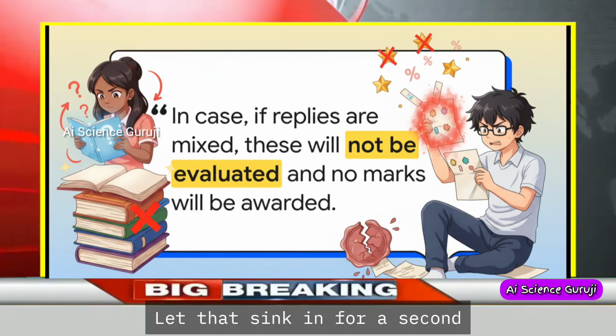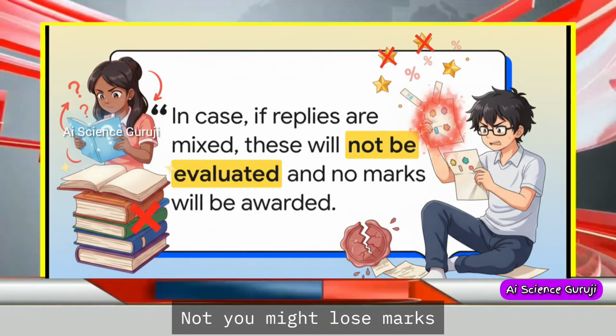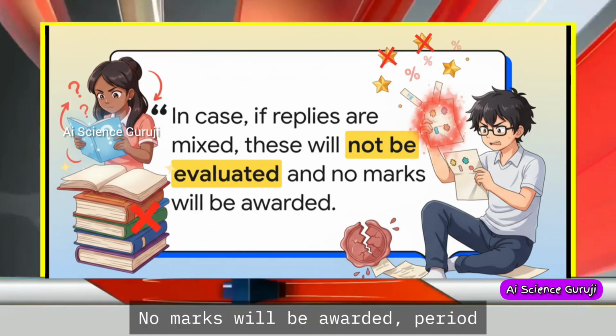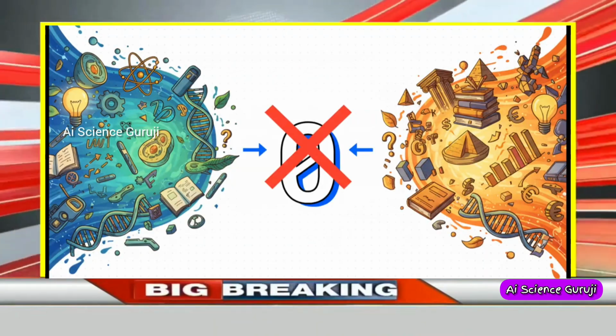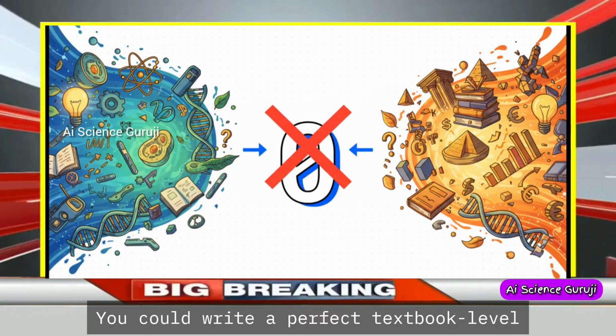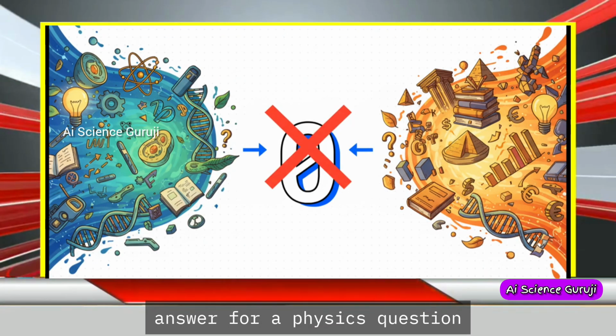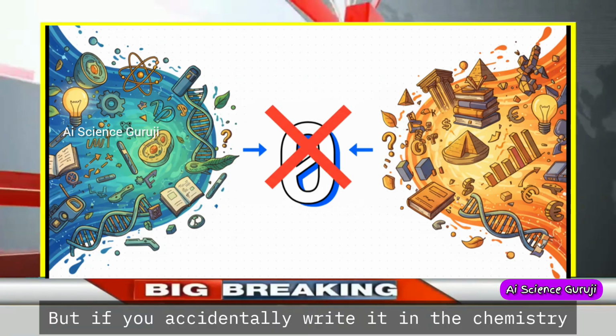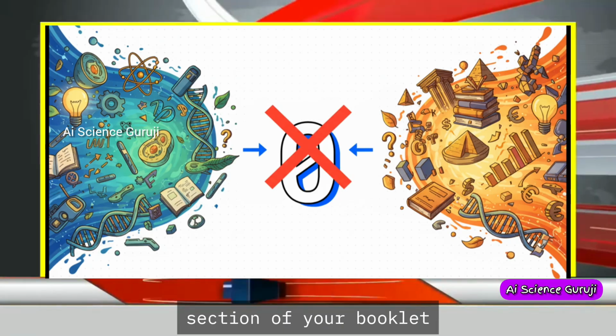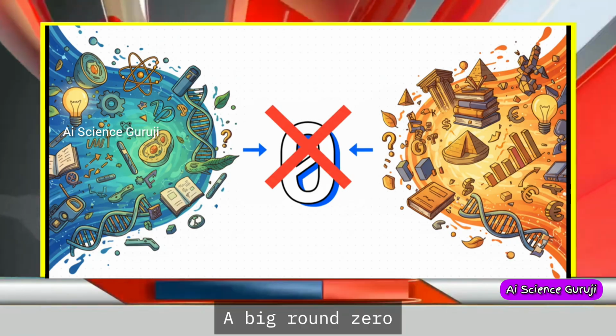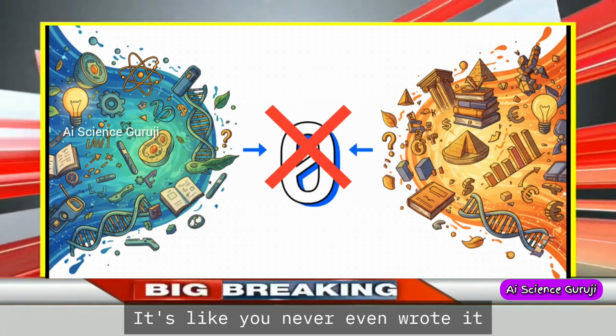Let that sink in for a second. Not "you might lose marks." No marks will be awarded. Period. This says it all. You could write a perfect textbook-level answer for a physics question, but if you accidentally write it in the chemistry section of your booklet, you know how many marks it gets? A big, round 0.